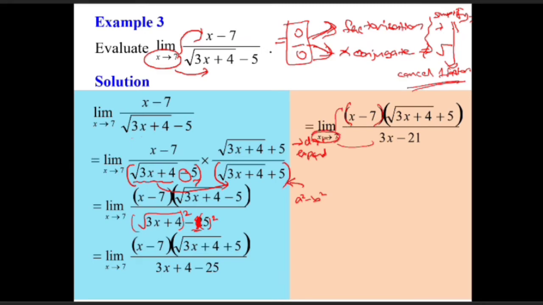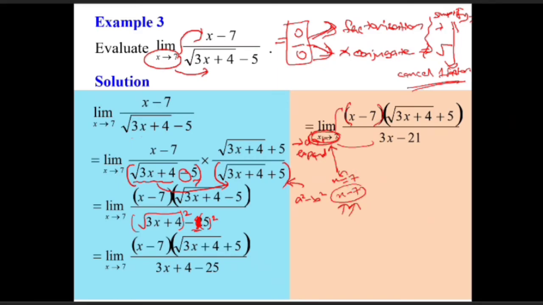If you get 0 over 0 still, that means you have to cancel off what factor? Look at your value of x. This is x equal to 7. Bring 7 to the left. It's x minus 7. So this is your key here. This means you have to cancel off x minus 7 factor.